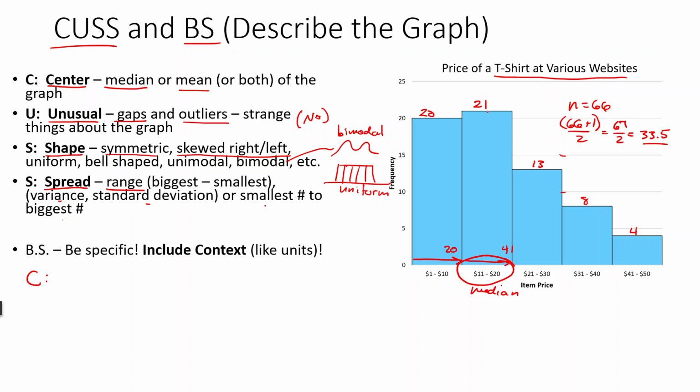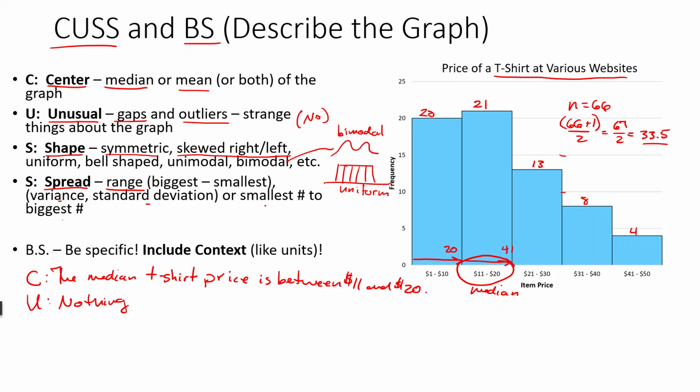All right, and this is t-shirt prices. So the median t-shirt price is between $11 and $20. All right, we don't have anything unusual about the graph, so we just write nothing.